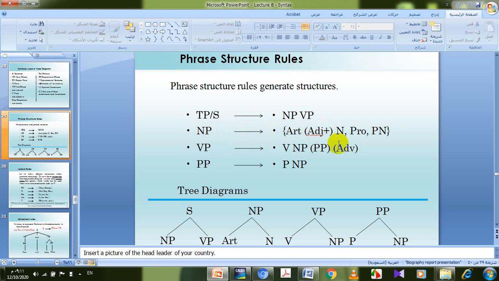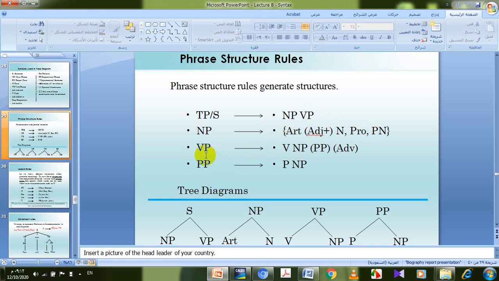Proper noun, Majid, for example, we can say Majid, so this is a noun phrase. We can say the boy, article and noun. This is another choice, we can say the strong boy, and strong is between brackets, so it is optional. So we have 3 or 4 cases.